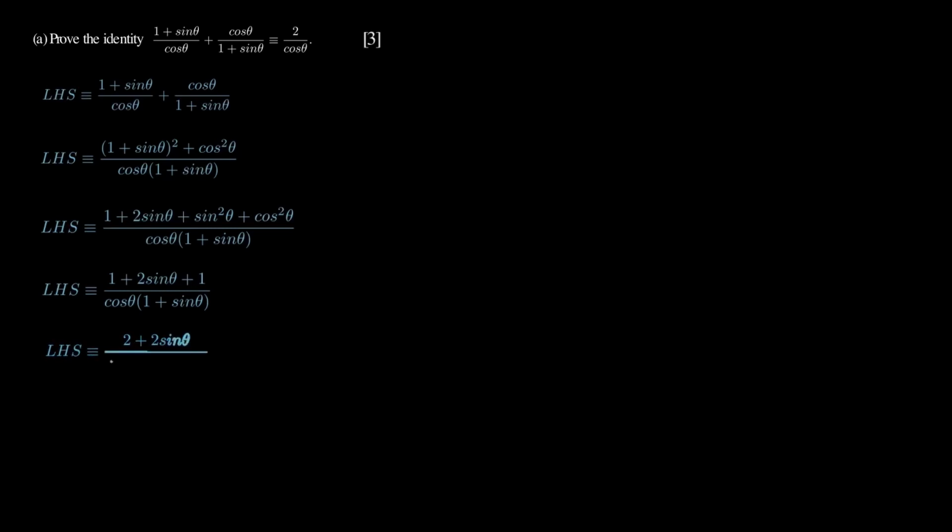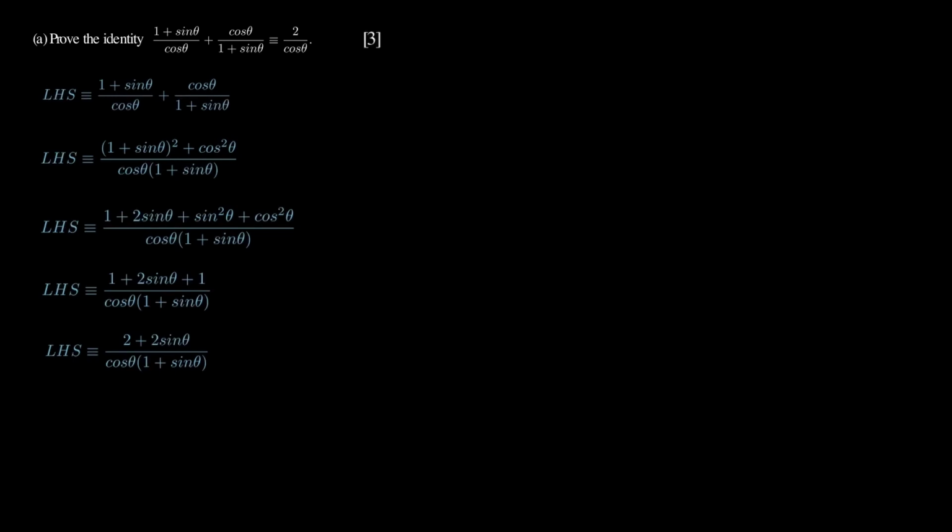Then we could expand the binomial of 1 plus sine theta. That's going to give us 1 plus 2 sine theta plus sine squared theta added up by cosine squared theta over the same denominator. We have an identity which is sine squared added up with cosine squared is equal to 1. So instead of those two, we can write 1. And if we do so, we get 1 plus 2 sine theta added up by 1 over the same denominator. Then adding 1 plus 1 gives us 2 plus 2 sine theta over cosine theta multiplied by 1 plus sine theta.